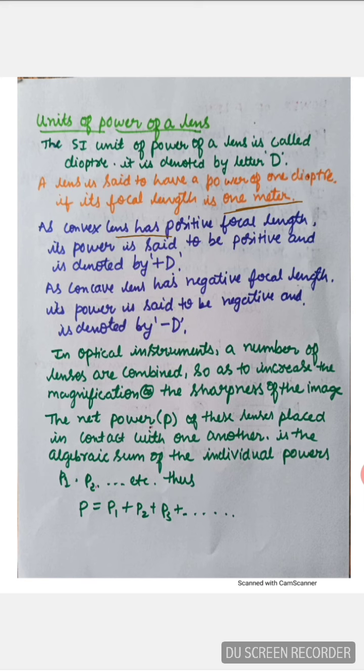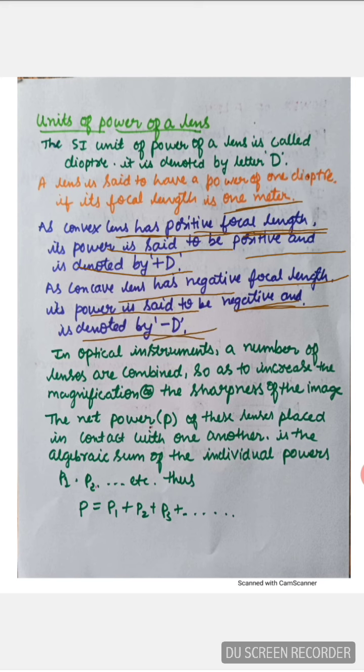As we already know, convex lens will have positive focal length, concave lens will have negative focal length, because convex lens is having real focus, concave lens is having virtual focus. Since convex lens is having real focus, it will have positive focal length. Since concave lens is having virtual focus, it will have negative focal length. So as the convex lens has positive focal length, its power is said to be positive, and it is denoted by plus D. As concave lens has negative focal length, its power is said to be negative, and it is denoted by minus D.